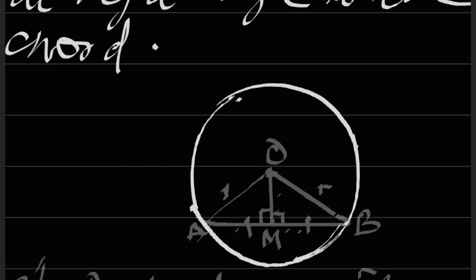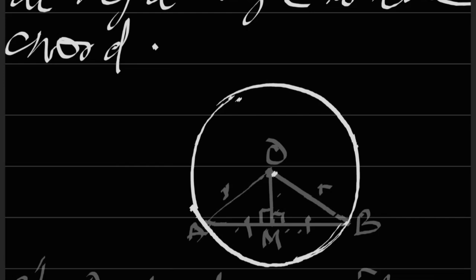Now here is a circle. A straight line drawn from the center of a circle. So this is the center of the circle. A straight line drawn from the center of a circle to bisect a chord. We will explain what a chord is.